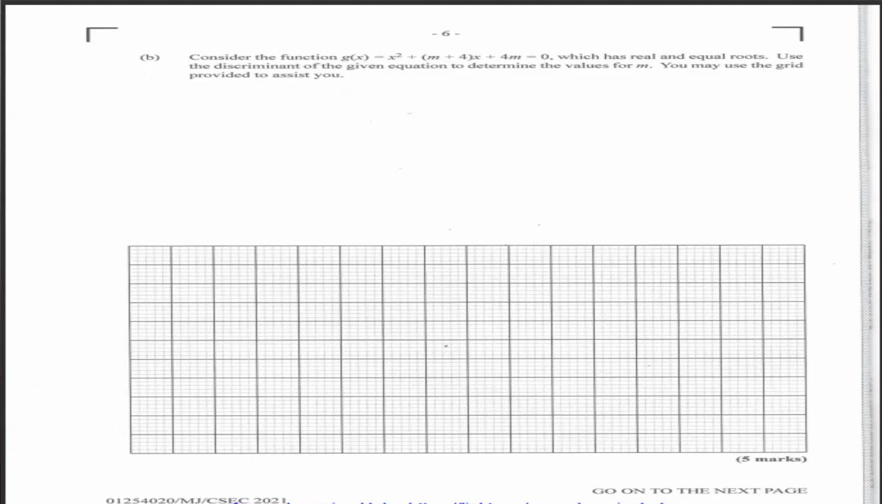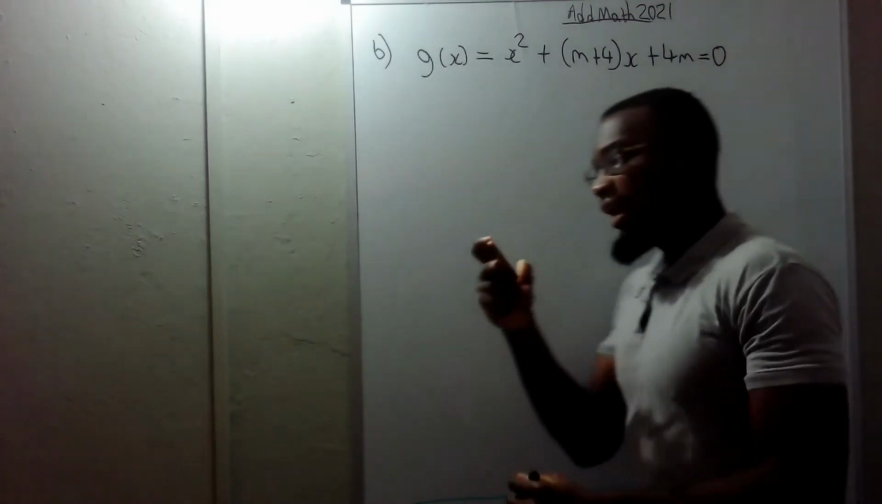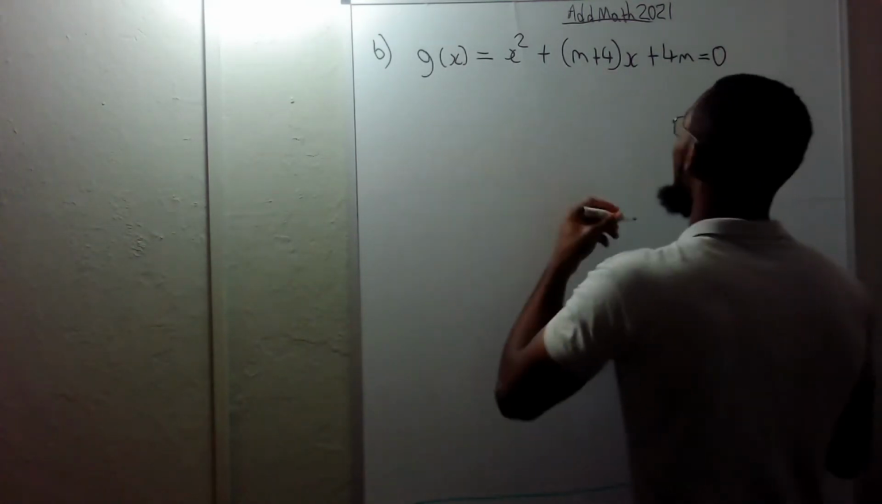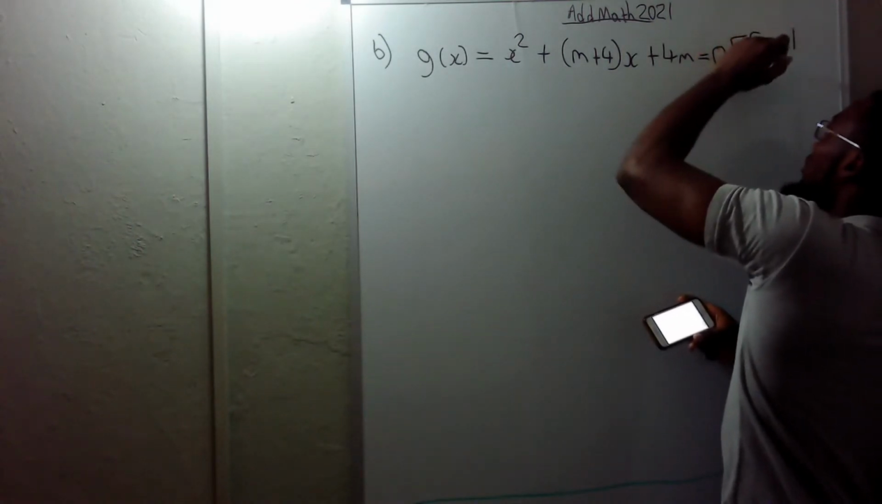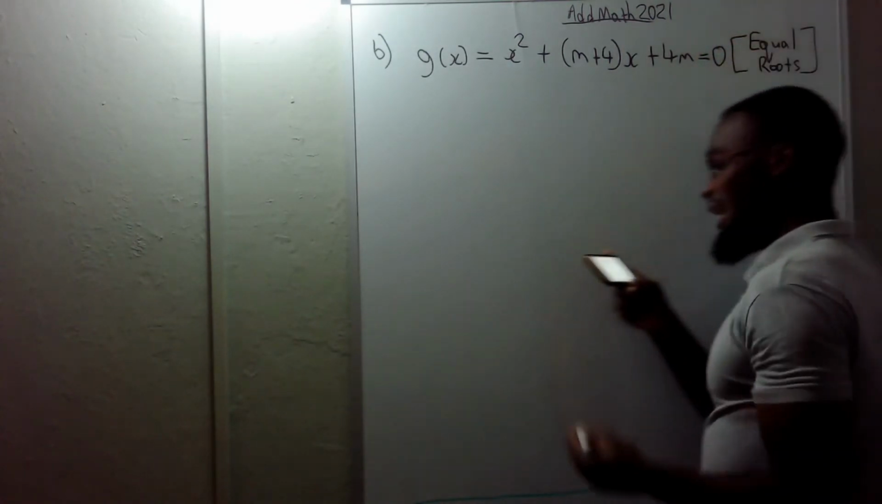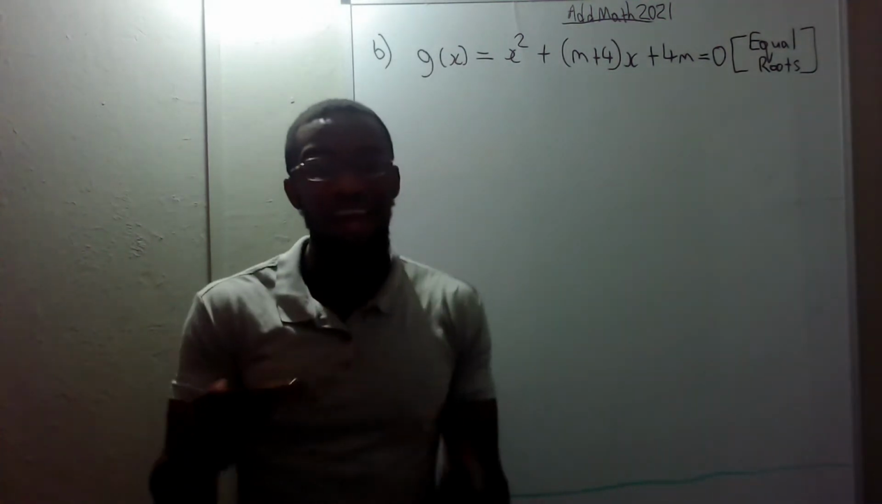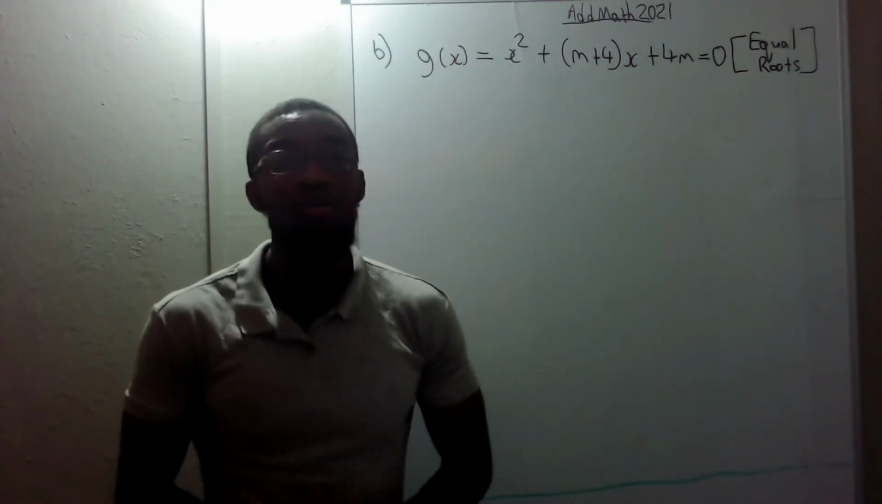Now guys, part B says consider the function g of x is equal to x squared plus m plus 4 times x plus 4m equals 0. And they said this has real and equal roots. So it has equal roots. And then they say find the values of m that will make this have equal roots.